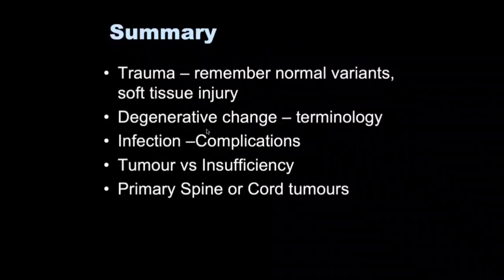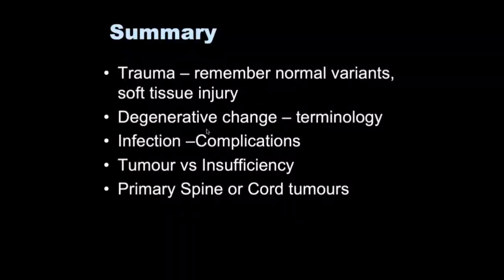So we have covered trauma. Just remember the normal variants. Always look for the soft tissues, which is quite important, and have a low threshold of doing angiograms in patients who have got cervical injuries which have gone into the foramen transversarium. The important thing about the terminology within the degenerative chain, especially if there's a transitional vertebra, is the traversing and the exiting nerves. When you're looking at infections, always look for the complications.